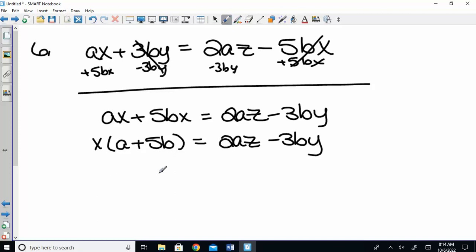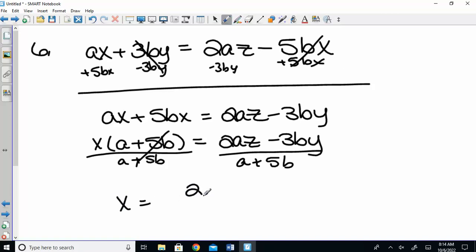You get it over there, Noah? Good. So you have x times something, so to get x by itself, you can divide by that thing. So we have 2az minus 3by over a plus 5b.